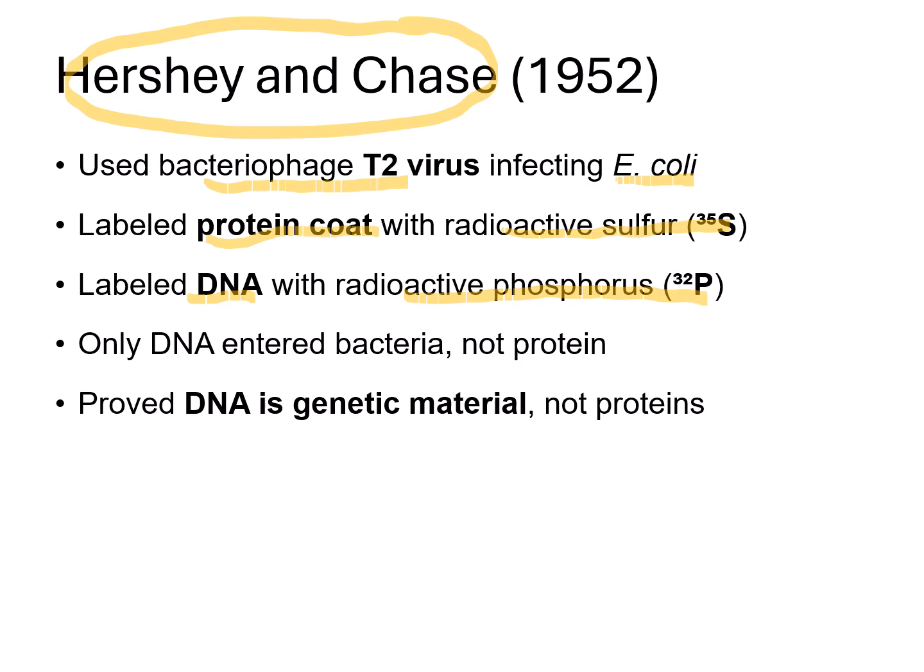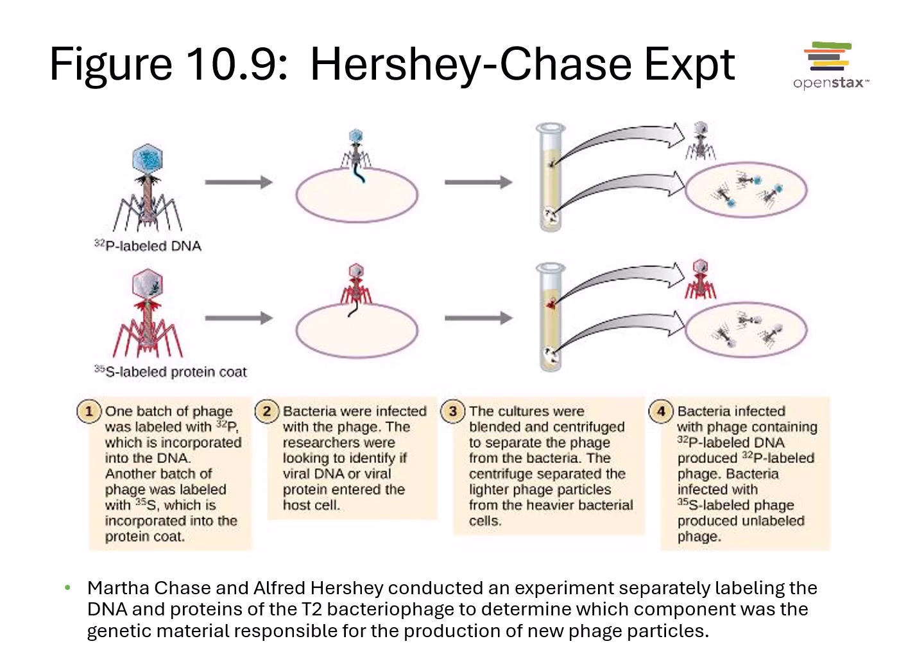And what's really neat is that protein does not contain phosphorus and DNA does not contain sulfur. So by labeling these elements, you could ensure that only one of these was labeled, protein or DNA. What they found was that only DNA entered the bacteria, not the protein. So DNA was what directed new phage production, and this proved that DNA and not protein was the genetic material. Really, it was only after these experiments that the scientific community more broadly accepted DNA as the molecule responsible for heredity.